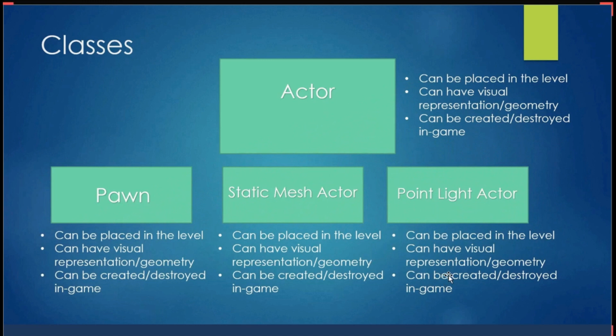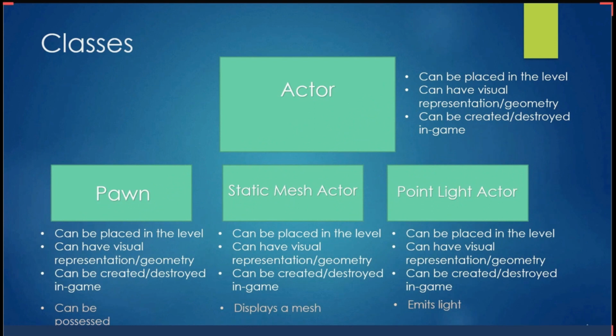However, in addition to this, each of these particular classes, pawn, static mesh actor and point light actor, has its own unique characteristics. You can call them characteristics, or, when you start working in Unreal Engine, you will see something called properties, which you can change for each of them, and it will be reflected that way. For example, a pawn can be possessed. And possession is something that a pawn can undergo, which allows it to take user inputs such as keyboard strokes or mouse clicks, and have an effect on the pawn.